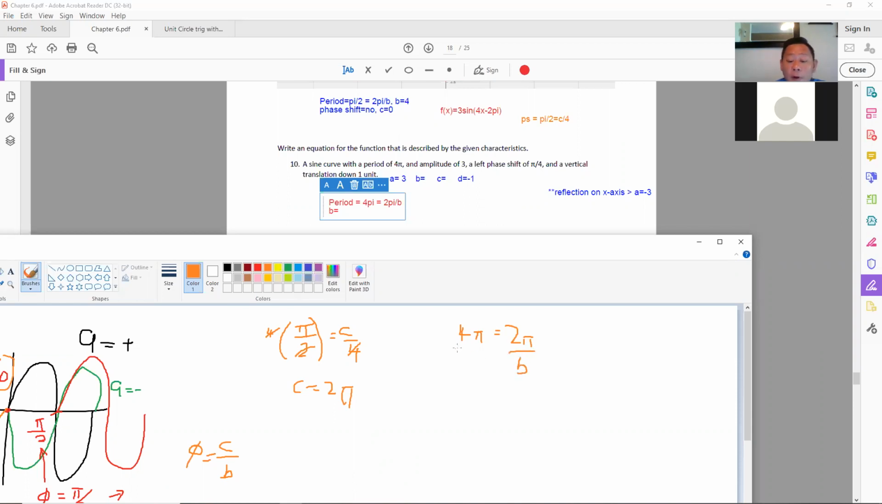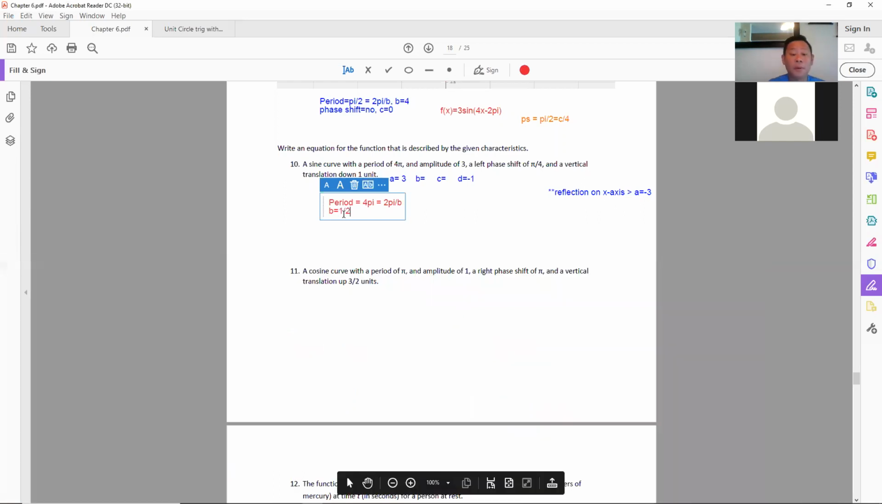And don't forget this 4 pi is over 1. So we need to solve for B. What we do is we move these two around. So B in this case is 2 pi over 4 pi. Every time you want to solve for a variable in the denominator, if you have a fraction and a fraction, you can always move these two around. And again, your pi will cancel out. So your B in this case will be 1/2.